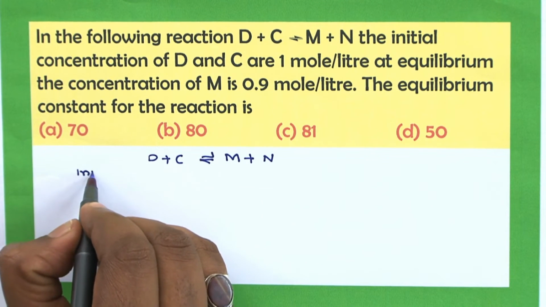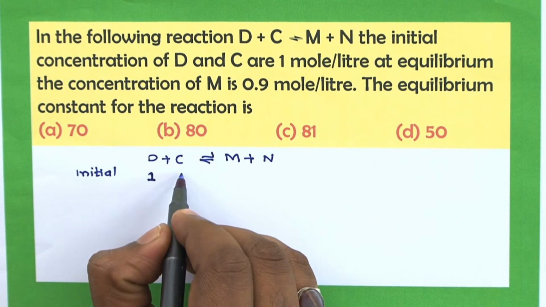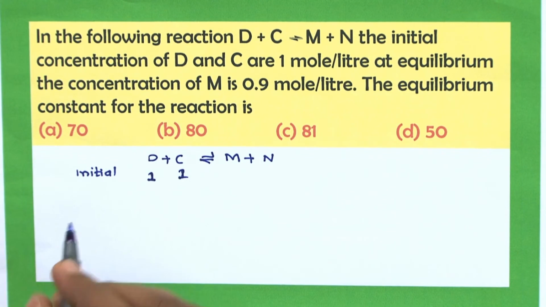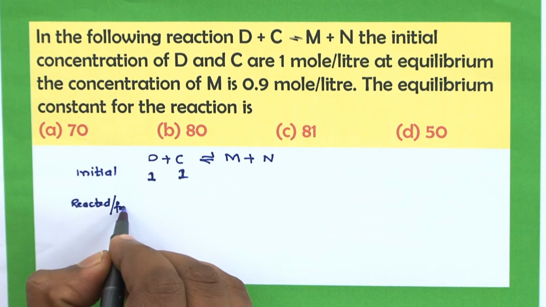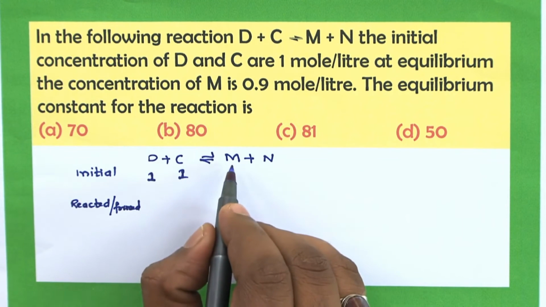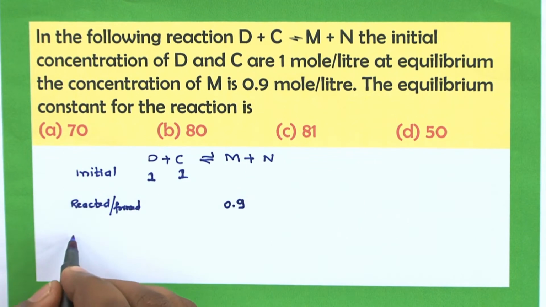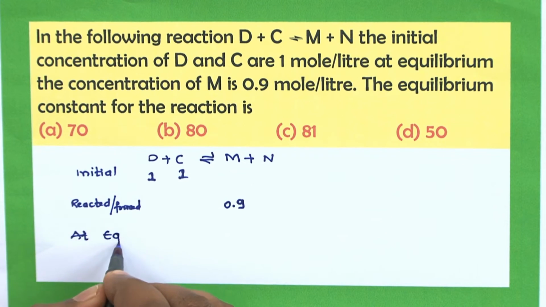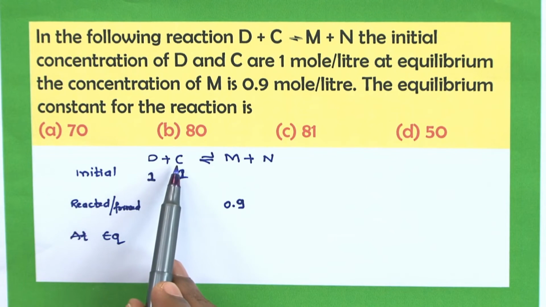Let us consider the initial concentration of reactants they have given. They have mentioned the initial concentration of D as 1 mole per liter, whereas C is also 1 mole per liter. And they have given you the amount that has formed. So we'll just check the amount reacted as well as formed at equilibrium. They have mentioned that 0.9 mole per liter of M is formed. So what we need to do is calculate the concentration of the reactants and products at equilibrium, and then substitute them. Now, if you look at the equation, if 0.9 mole of M is formed, it indicates that 0.9 mole of D and 0.9 mole of C should react.